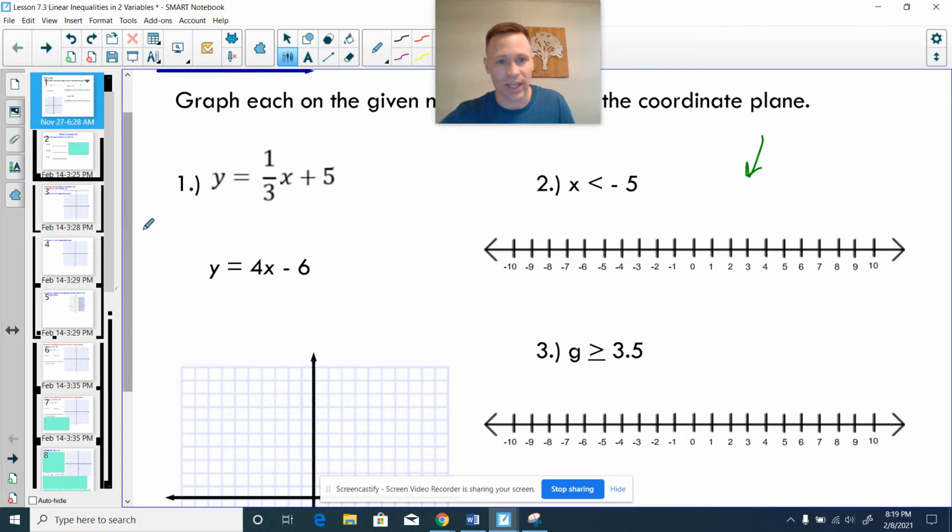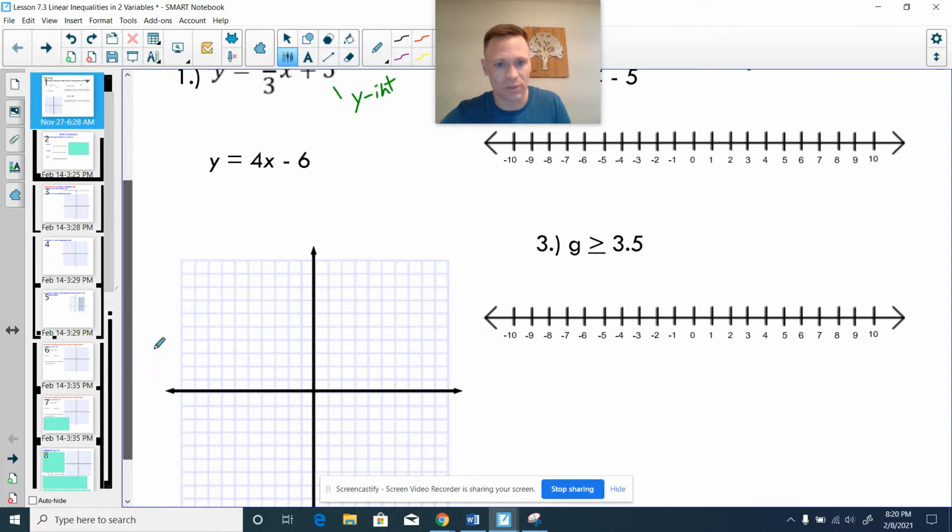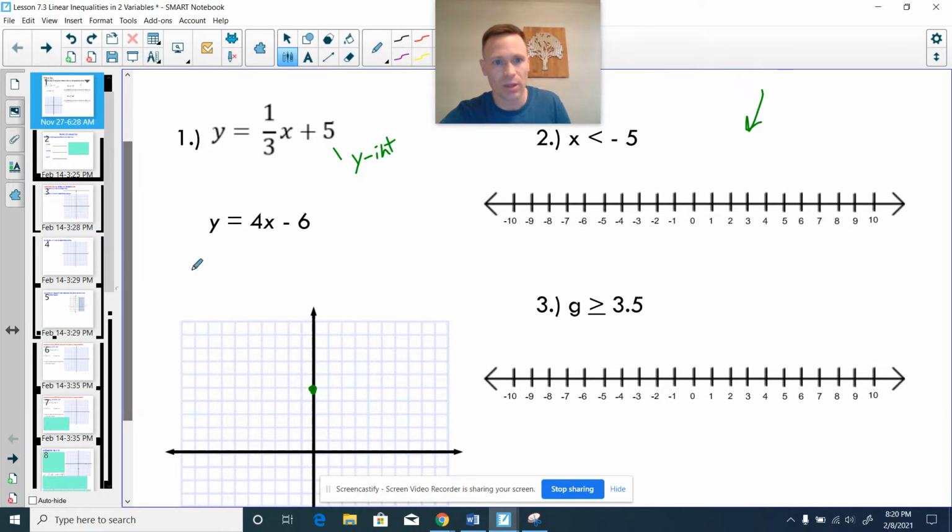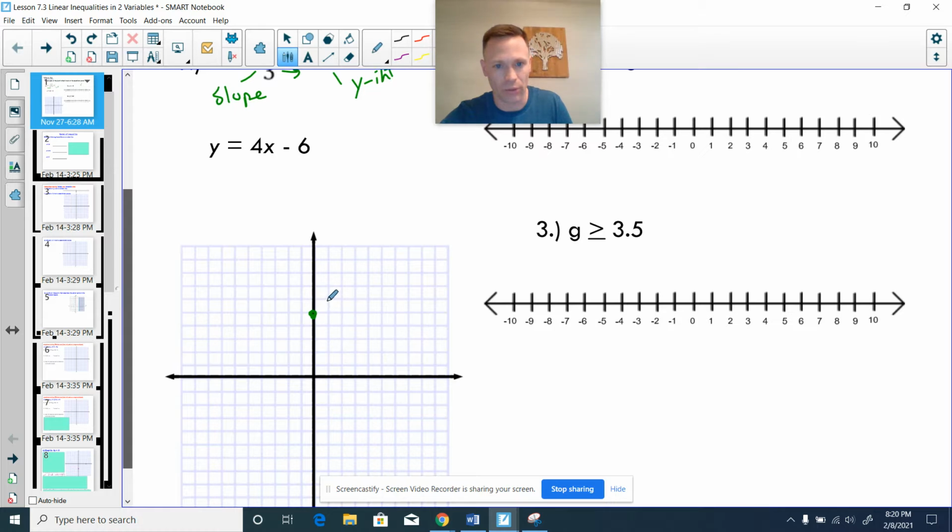So the warm-up today is that we're just graphing these linear equations to start. They're not inequalities yet, but they will be. Remember, the number all by itself is our y-intercept, so I'm going to start with that. My y-intercept is 5, so 1, 2, 3, 4, 5. There's my y-intercept. And this is my slope of 1/3. So that means I will go up 1 and to the right 3. Up 1, right 1, 2, 3. Up 1, right 3.